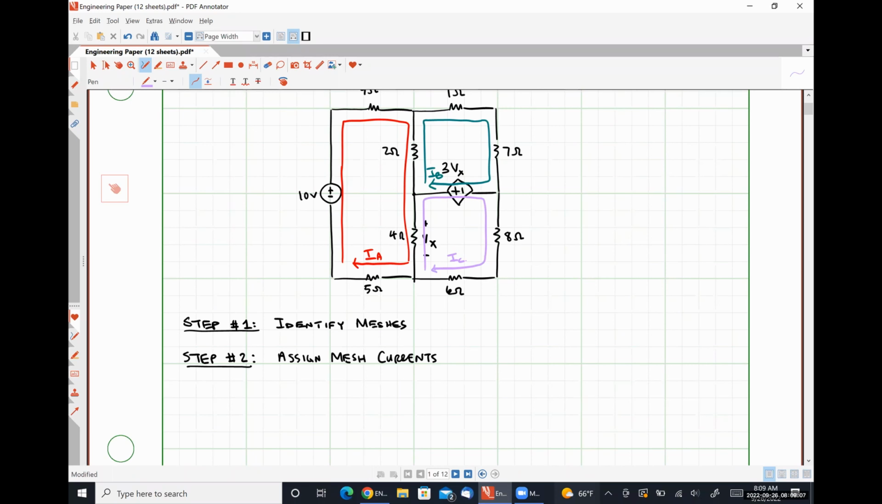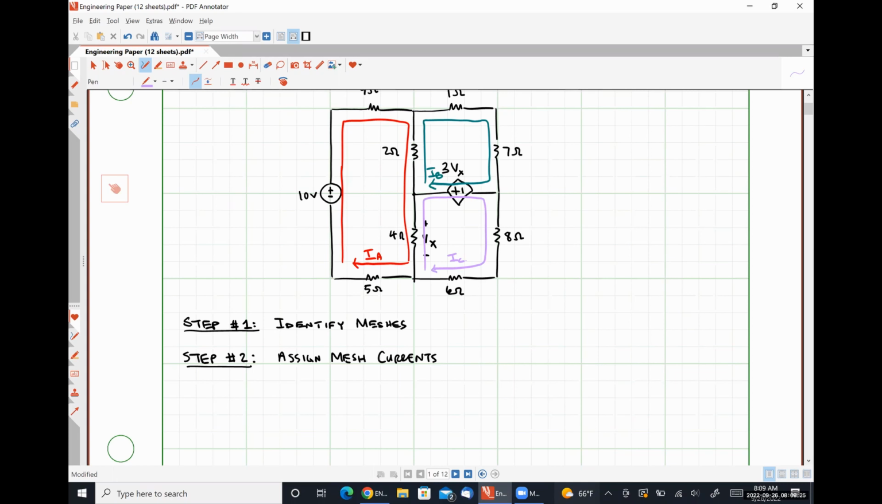So I would highly recommend that you draw all of your mesh currents either clockwise or counterclockwise, but it is not required in order to get the right answer. It's just harder to find mistakes, if any are made, if you choose to mix and match your mesh currents.